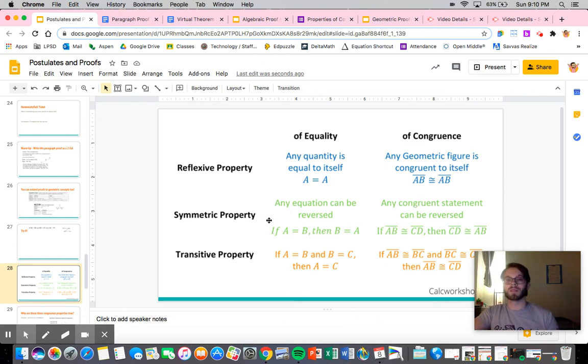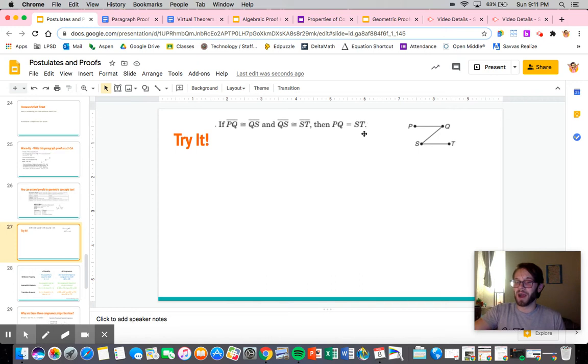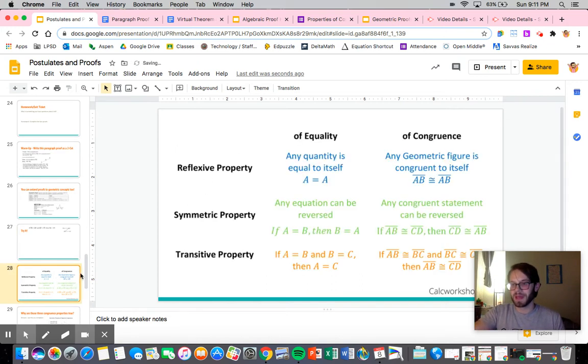You can use symmetric for them. So if segment AB is congruent to segment CD, then segment CD is congruent to segment AB. And similarly, the transitive property of congruence does hold. Actually, what I just did, because I went one step too far on this one, was I actually just proved the transitive property of congruence.